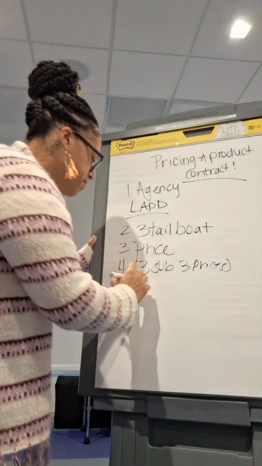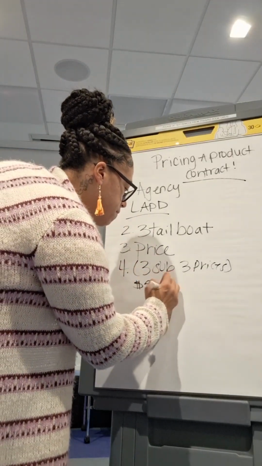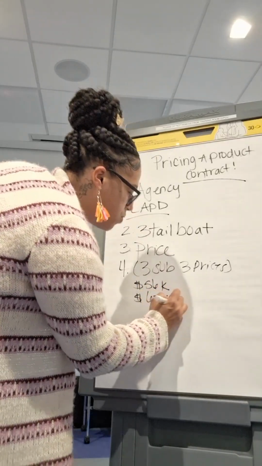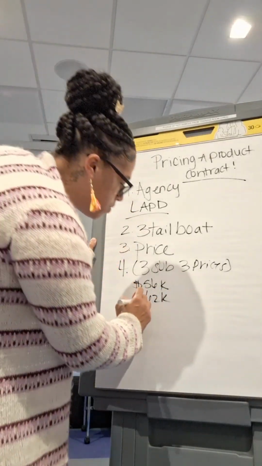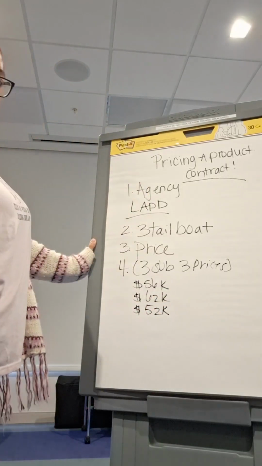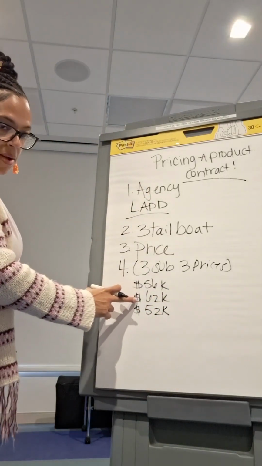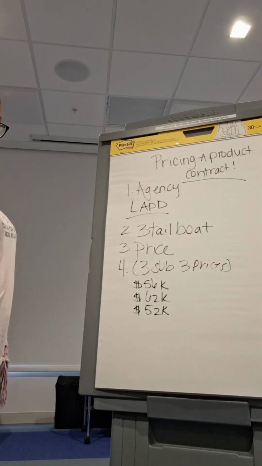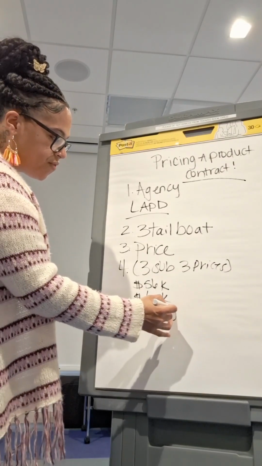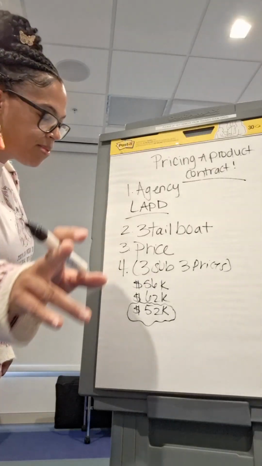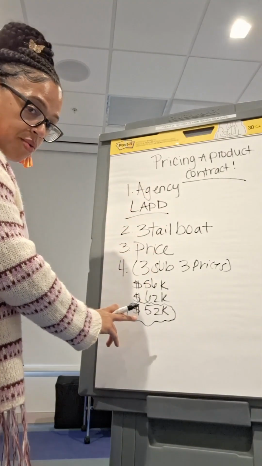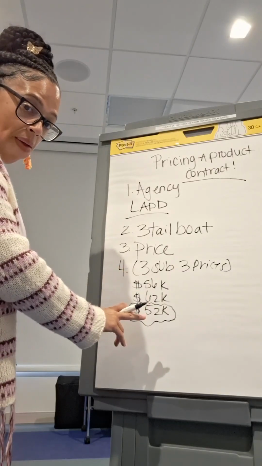One price, $56,000. Another price, $62,000. Your third quote that you received, $52,000. That's 3 separate subcontractors. You're going to go with the lowest, which is $52K. That subcontractor can help you purchase this boat for the LAPD.